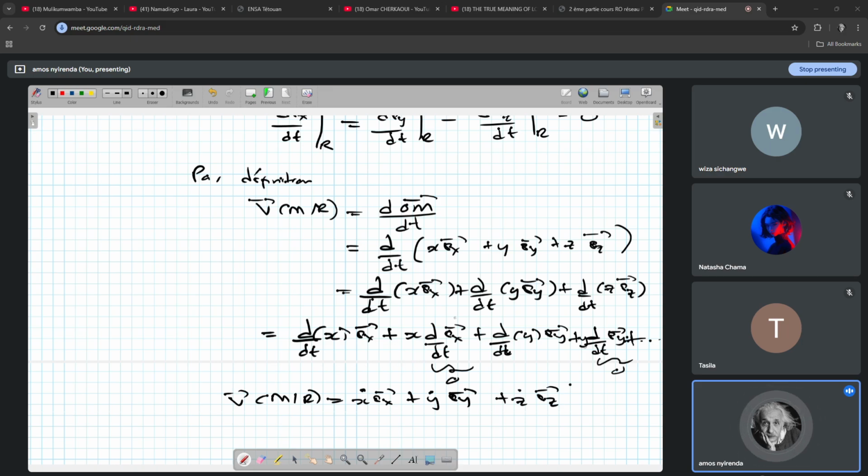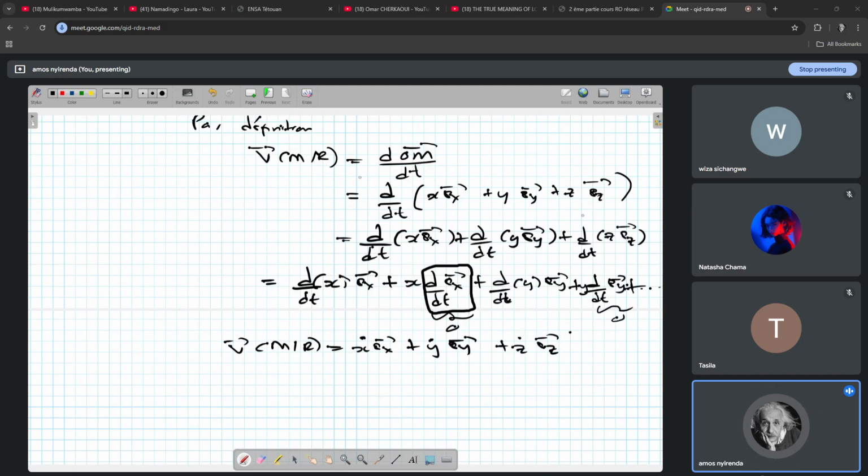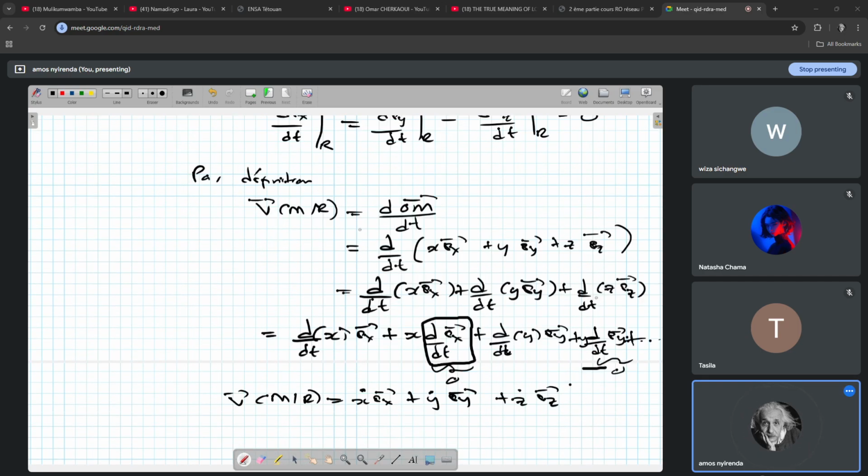Okay? Now we know that the derivative of this quantity that we have here is equal to what? 0. Because the vector is constant. This is why I reminded you that the derivative of the unit vector with respect to time is going to be equal to 0. So this is why we have 0 here, and this is why we have 0 here for y. We also have 0 for the derivative of ez with respect to time, because these vectors are fixed in the Cartesian coordinate system. C'est bien.